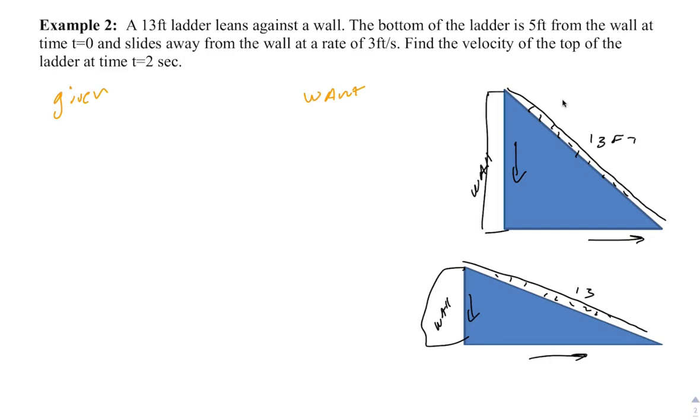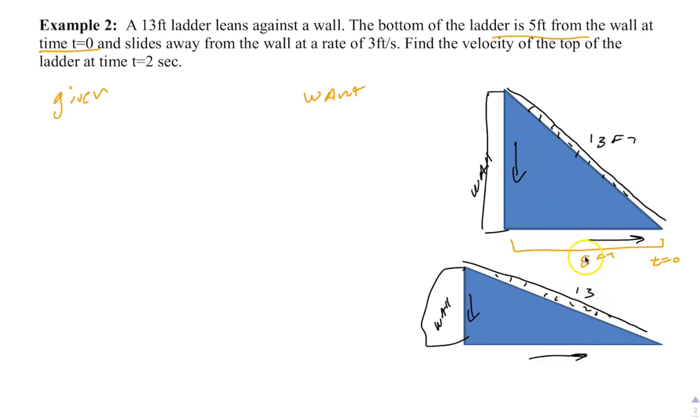So the bottom of the ladder is 5 feet from the wall at time equals 0. This one looks like this is when it just starts, 5 feet from the wall when time equals 0. Now a couple things here. This thing's moving, so this is actually not a constant. This guy's moving that way. It's actually going to get bigger. You can see down here.